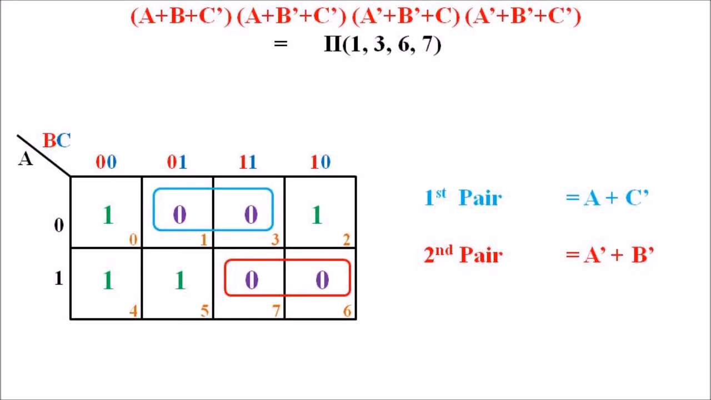When we come to the columns, that is the variables b and c, in the column number 2 the value of b is 0 and in the column number 3 the value of b is 1. Thus the value of b is changing and we have to avoid b, and the value of c is 1 in both the columns 2 and 3. Thus the value of c can be considered for the final output. Thus the first pair can be reduced as a plus c bar.